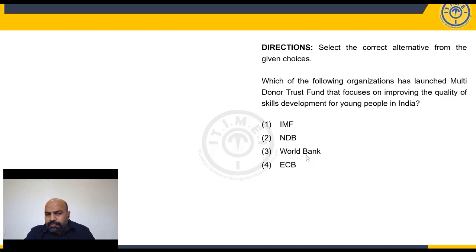IMF, head office, Washington DC. International Monetary Fund, Washington DC. The head is Christine Lagarde. I'm so sorry, my friends. It is Kristalina Georgieva. International Monetary Fund, Washington DC, Kristalina, K-R-I-S-T-A-L-I-N-A, Kristalina Georgieva.